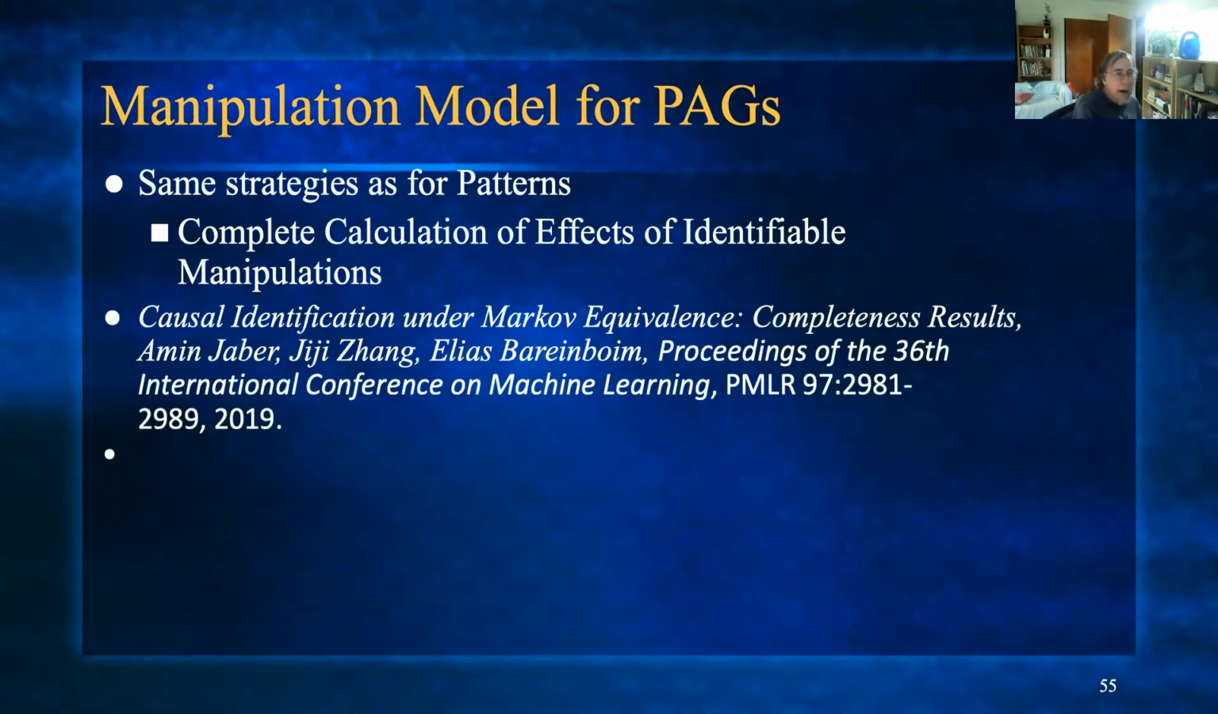We do have a manipulation model for PAGs in the sense that there is a complete algorithm whereby if I give you a PAG and ask you to use the PAG to estimate the effect of a manipulation, it will either tell you that not all of the DAGs represented by the PAG agree on that, and so it cannot give you an answer, or it will give you the answer that they all agree on.